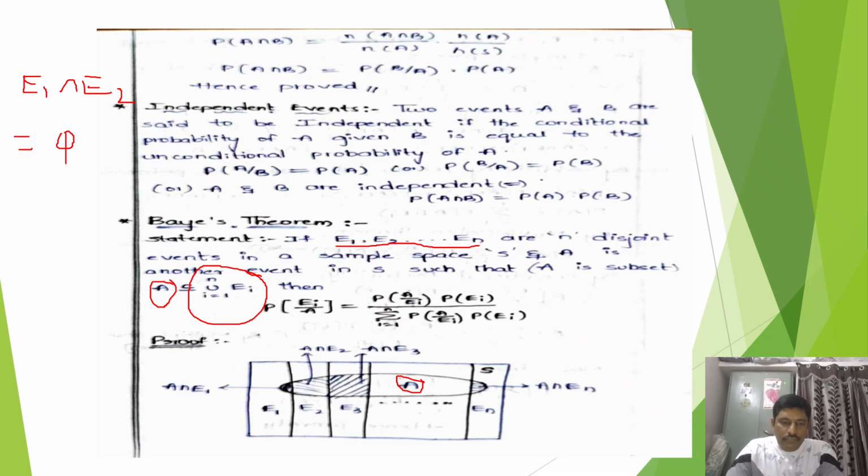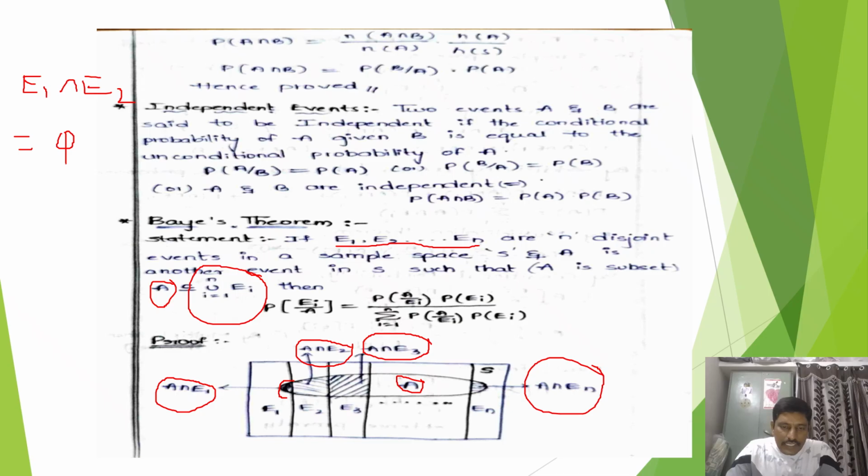Now if we observe A intersection E1, that means some part of A is contained in E1. Therefore, there obviously exists an intersection part of A and E1. And there obviously exists an intersection part of A and E2. There obviously exists an intersection part of A and E3. Like that, there obviously exists an intersection part of A and En. So this is the meaning of A contained in E1 to En.